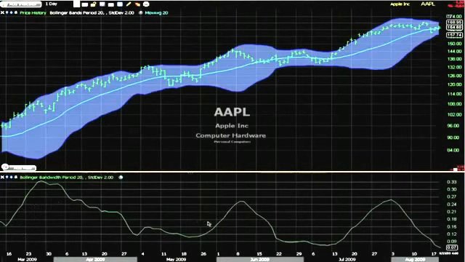You see the bandwidth down here. During high volatility, the bands will widen, thereby making the bandwidth rise. When the bands contract, the bandwidth will drop.